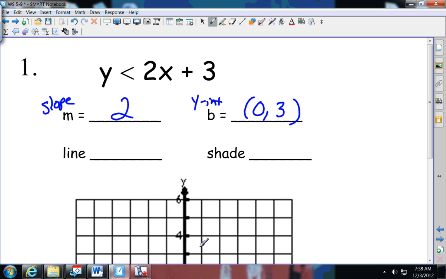Now, where it says the line, look back at the notes we just took. Well, first off, what is this symbol? Less than. Did they say to use a dashed or a solid line? It is dashed. You can write dashed. I normally just do that. What did it say to do for the shading? Shade which way? Down. So I'm going to draw an arrow down. Those are just notes to help me.